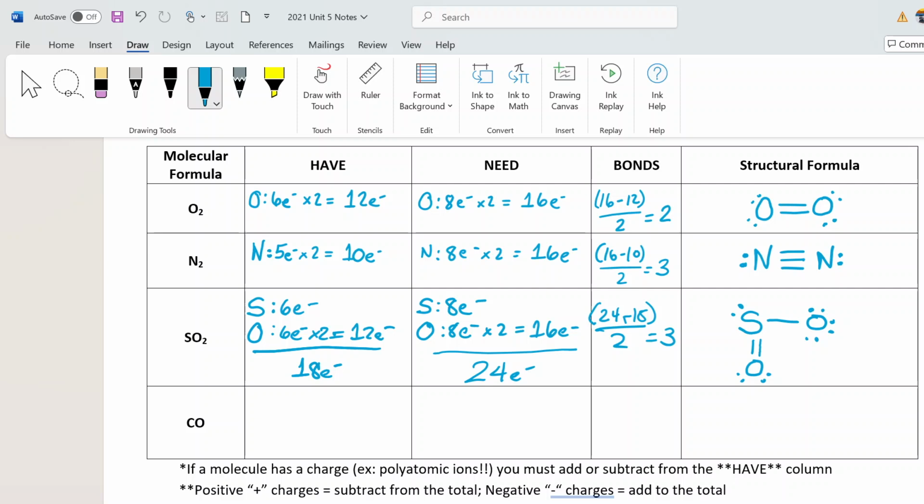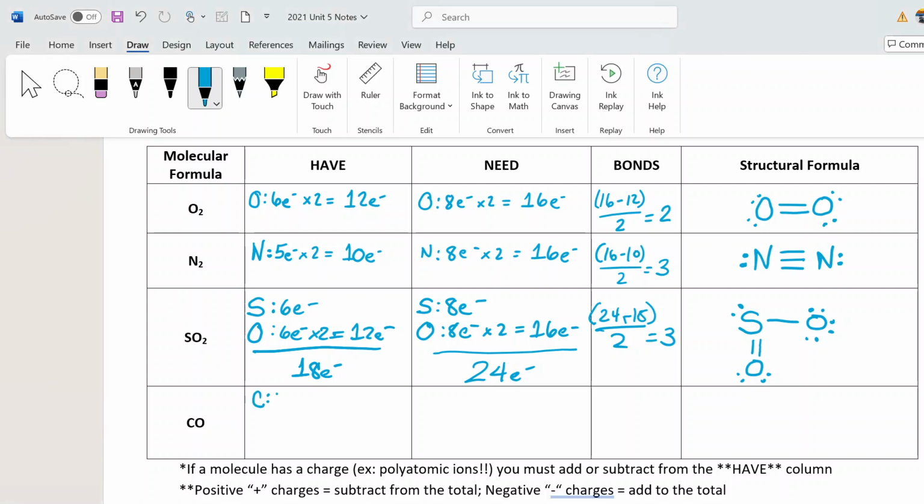Okay, so we surround the single bonded oxygen with 6 electrons. The double bonded oxygen only gets 2 electrons, and I still have a lone pair, so 2 dots on the sulfur. Okay, so moving on.